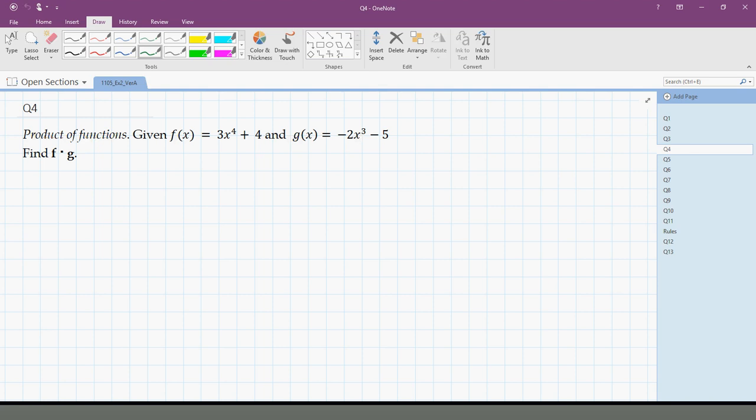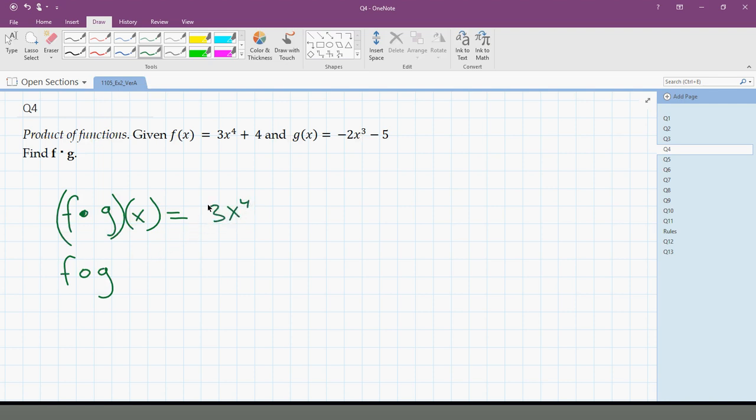Next, question number 4. Okay, product of the function. When they're talking about product, it's a multiplication. And you notice the dot in between the f and the g is a closed dot. When you have an open one, that means you're going to put g into the x of the f. But this one is different. It's a multiplication. So that means that I'm going to multiply them.